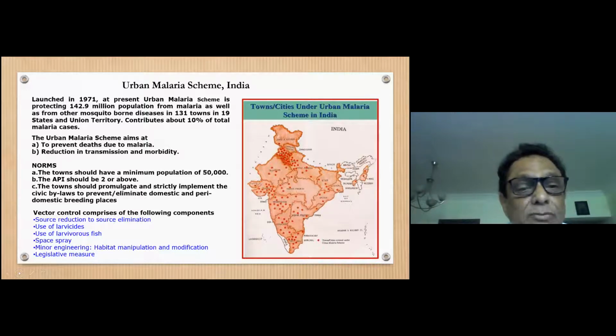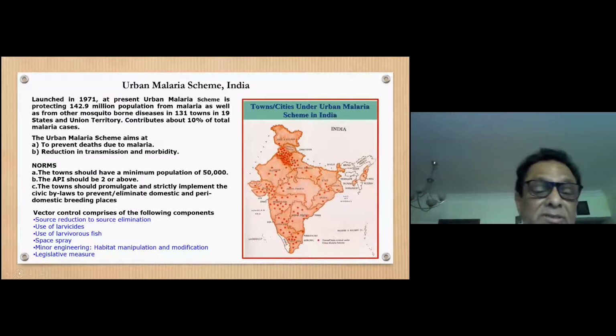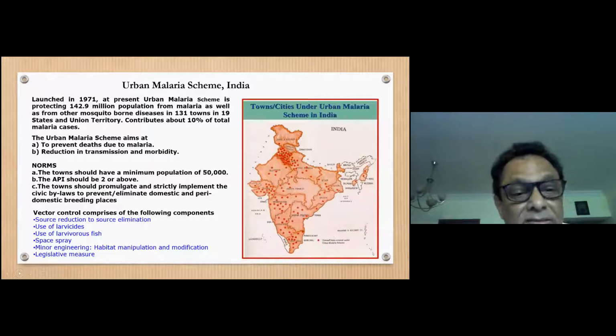The norm was that the town should have a minimum population of 50,000, the annual parasite incidence should be 2 or above, and the town should promulgate and strictly implement civic bylaws to prevent and eliminate domestic and peri-domestic breeding places. And these are the major strategies: source reduction to source elimination, I should say, use of larvicides, use of larvivorous fish, space spray, minor engineering for habitat manipulation and modification, and legislative measures. I think this is the most important part of the urban malaria scheme.